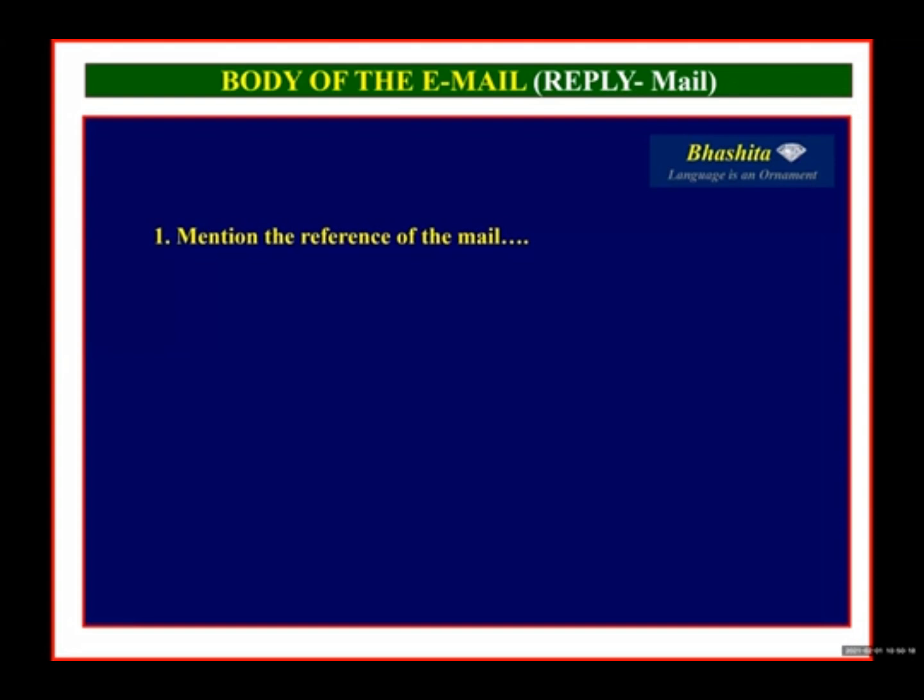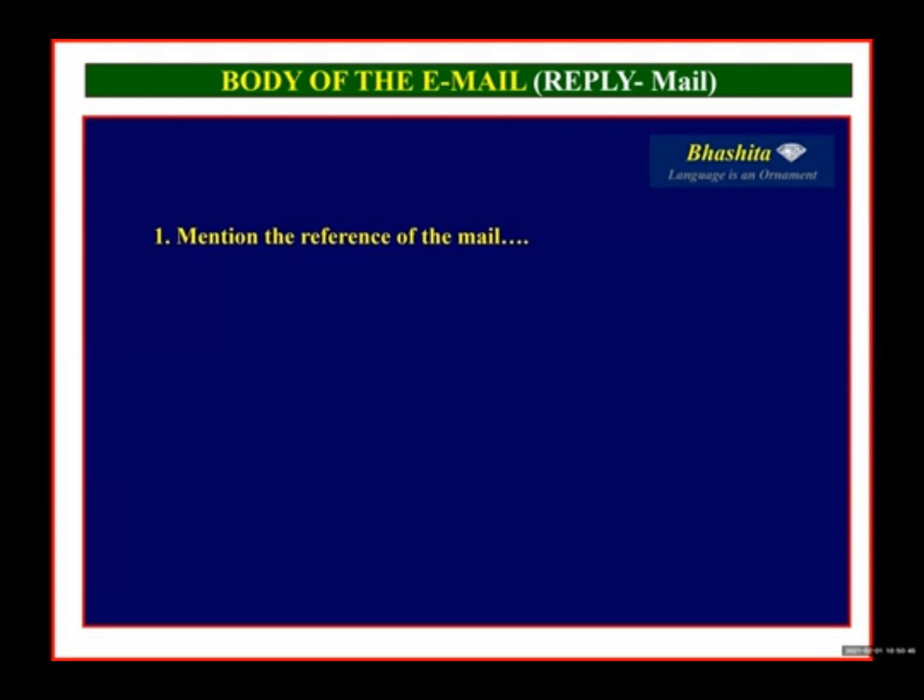That is the first step you have to do in the body of the email for a reply. First, you need to include the reference details of the mail which you have received. What are the reference details you have to mention? When did you receive that mail? At what time did you receive that mail?